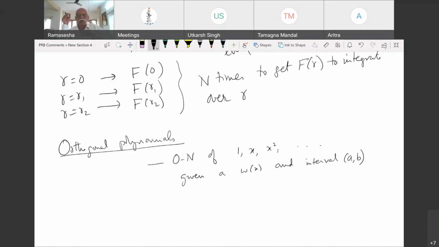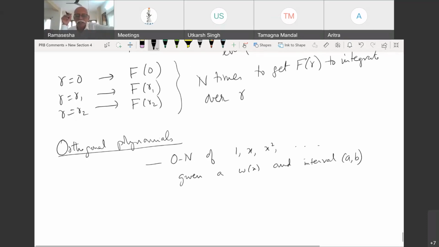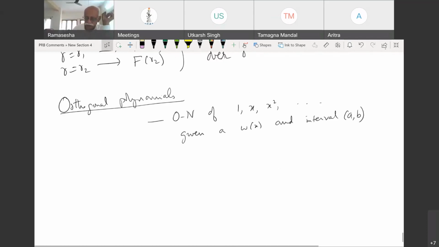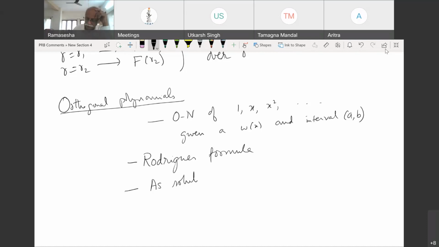This is what we have been doing so far. Another way of doing it is what is called the Rodrigues formula, something I'll deal with now. And a third way of dealing with it is as solutions of differential equations. They're all equivalent. And a fourth way of doing it is using a generating function.